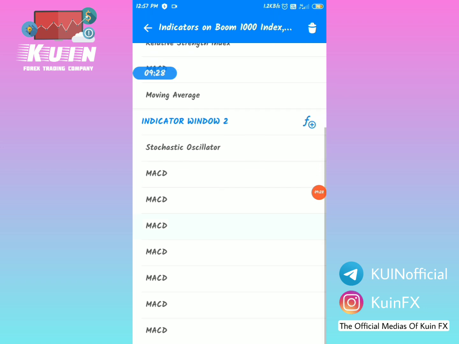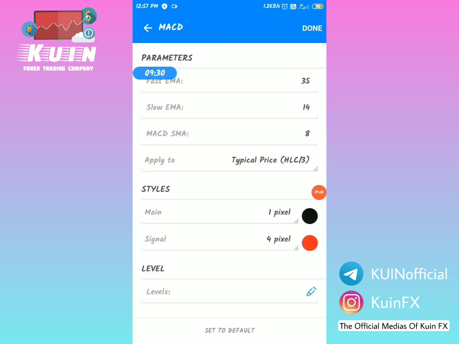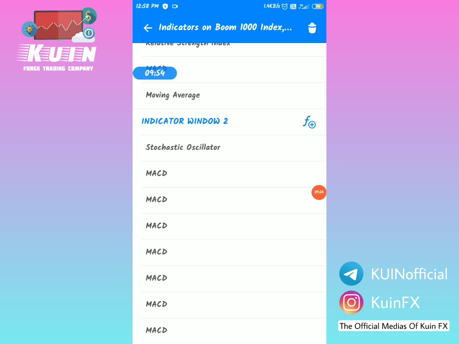In third MACD, fast EMA 35, slow EMA 14, MACD SMA is 8, apply to typical price HLC/3. Style main 1 pixel black, signal 4 pixel red, labels no labels. Then done. We have already done 3 MACDs. Next we go to our 4th MACD.